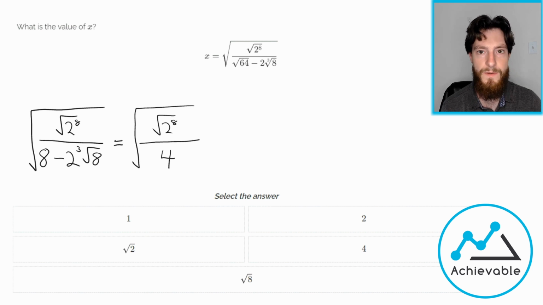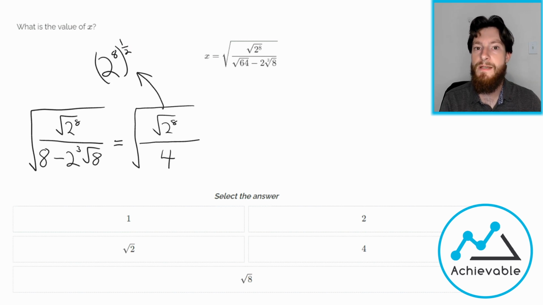Another way you can think about this, though, is to simplify the radical into an exponent. So 2 to the 8th power is all inside a half power, because a square root is equivalent to a half exponent. And as we already know, exponents outside of exponents mean to multiply. So 8 times a half is just 4. So we have 2 to the 4th power.